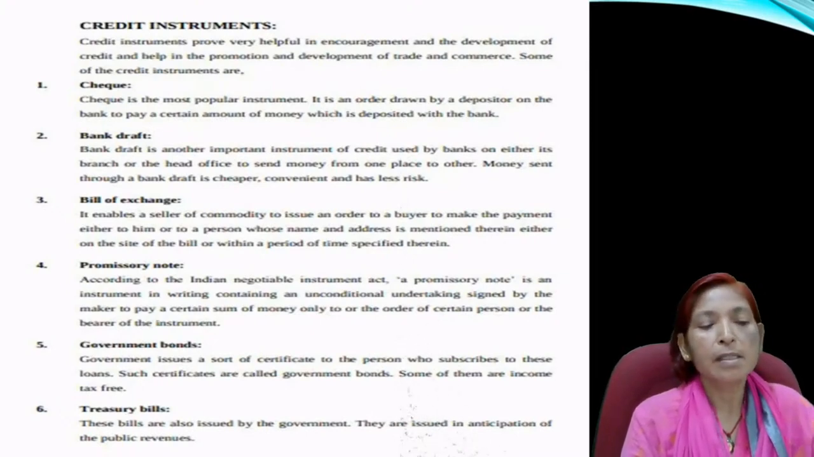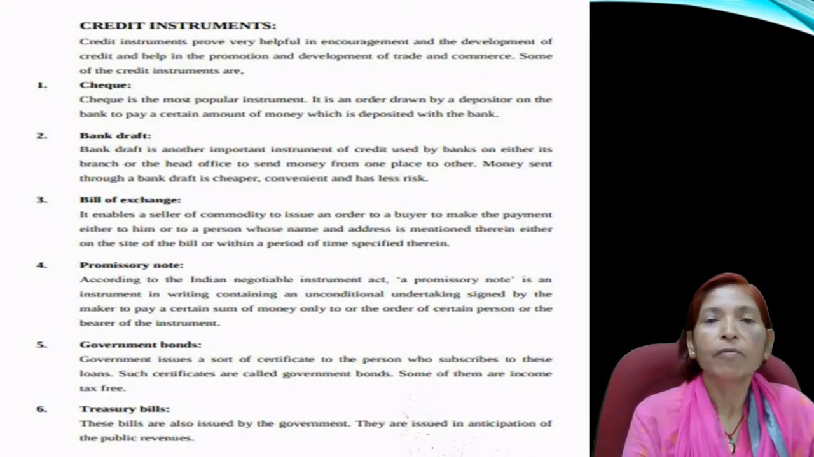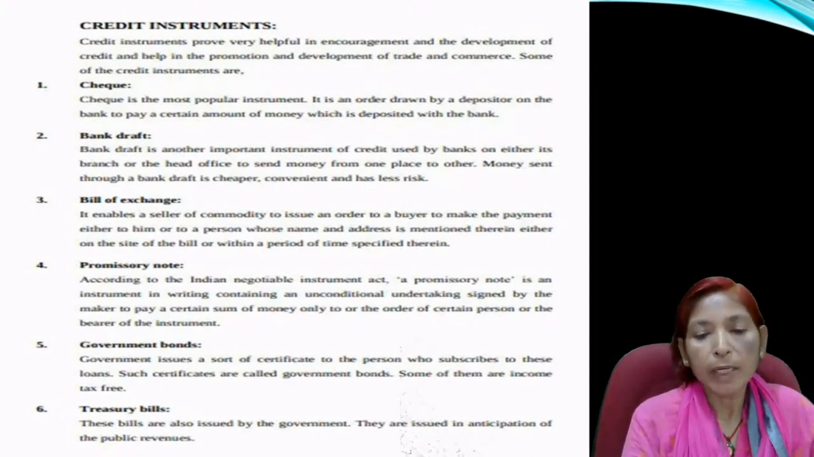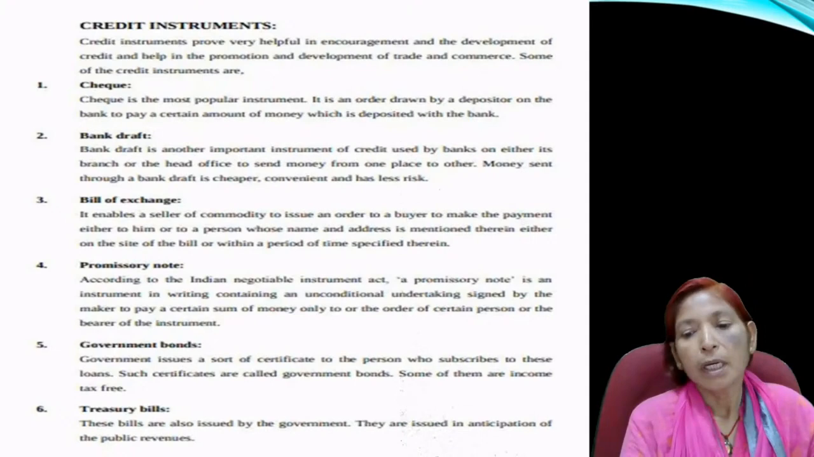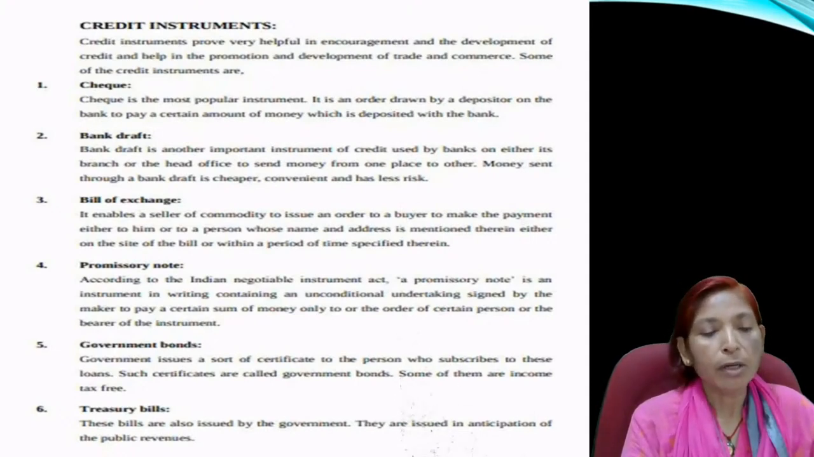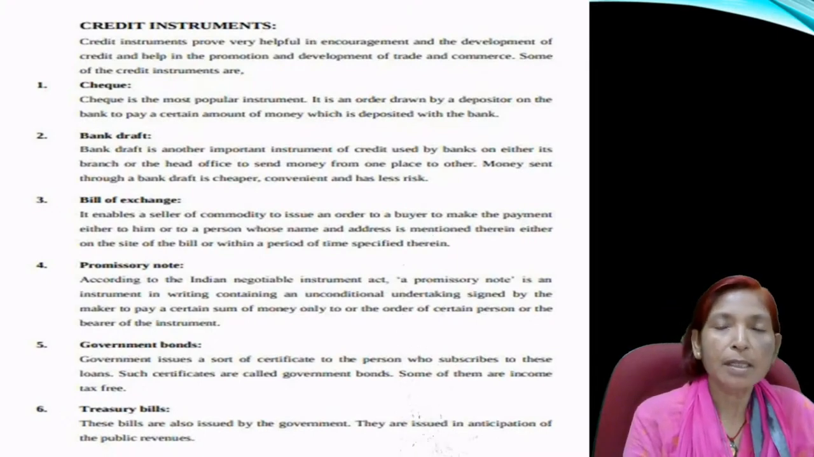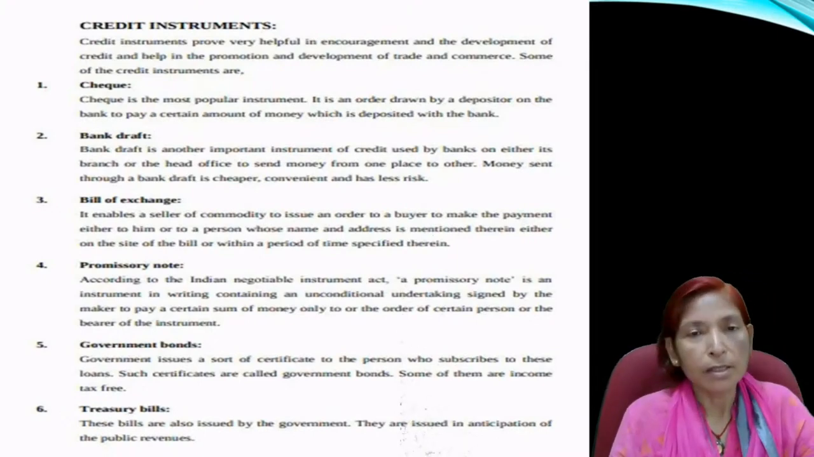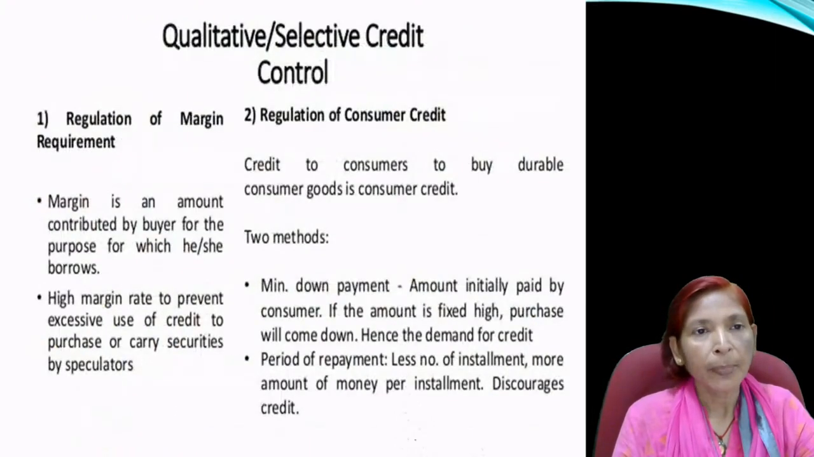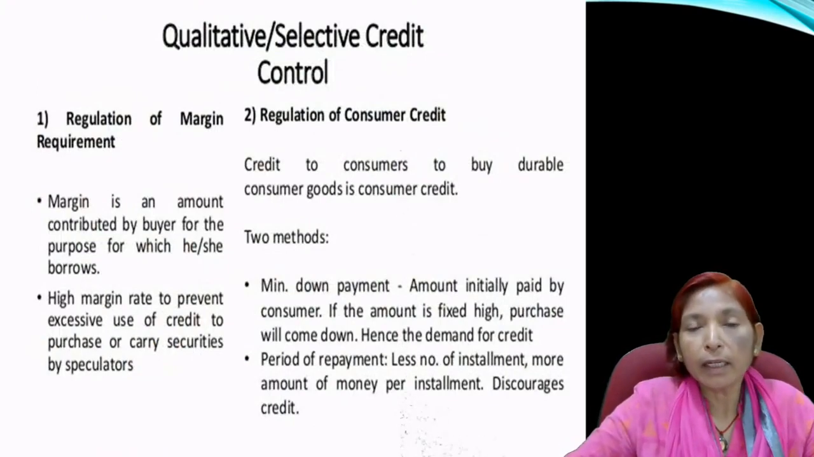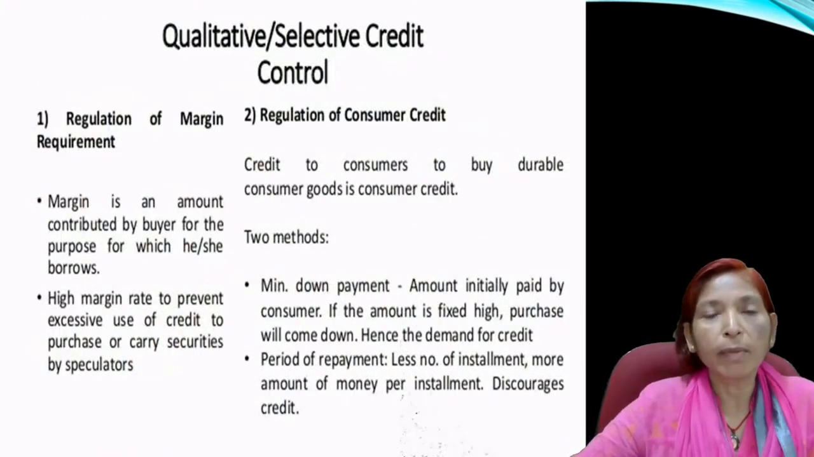And treasury bills are those bills which are issued by the government. They are issued in anticipation of the public revenues. So all these are known as credit instruments. Now next is qualitative and selective credit control methods.